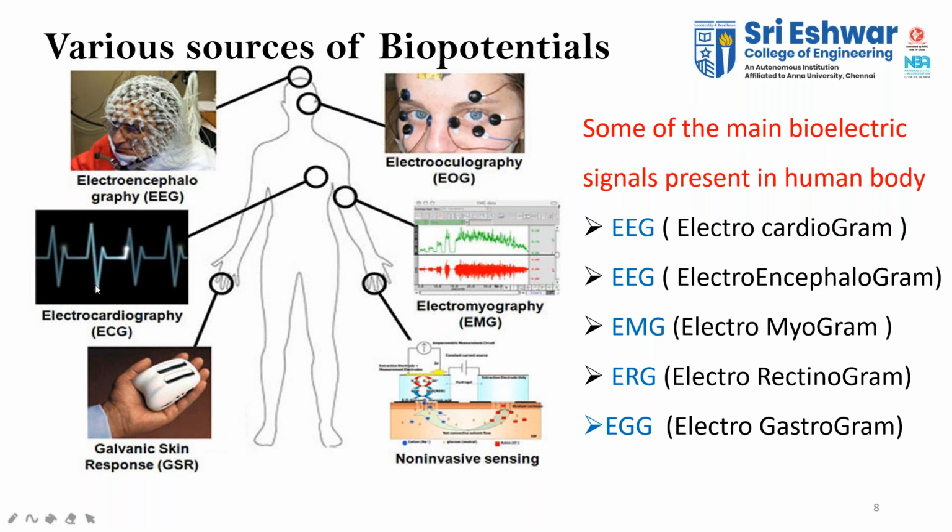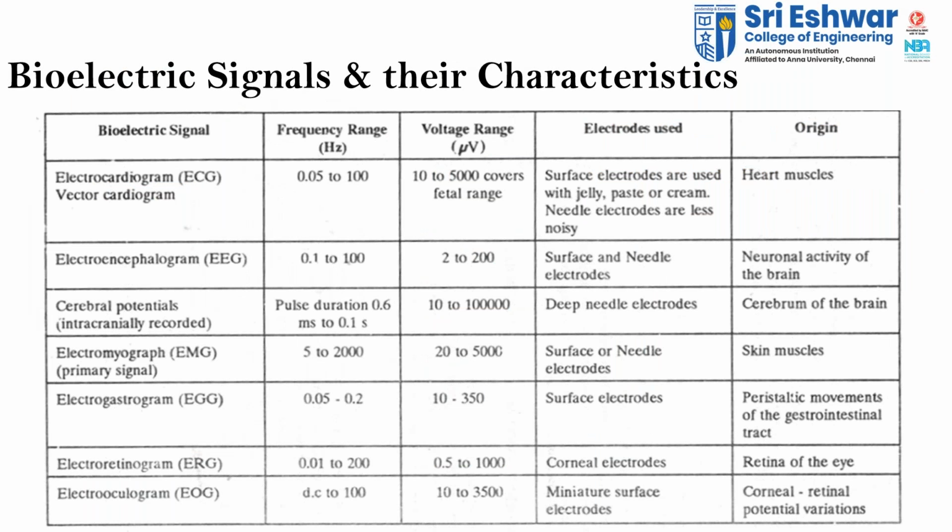And if we want to measure or test heart function, then we should go for electrocardiography. Likewise, each and every part of the body can be tested using these electrodes, because electrodes are used to take out the biosignal from particular organs. So these are all various sources of biopotentials and bioelectric signals and their characteristics.